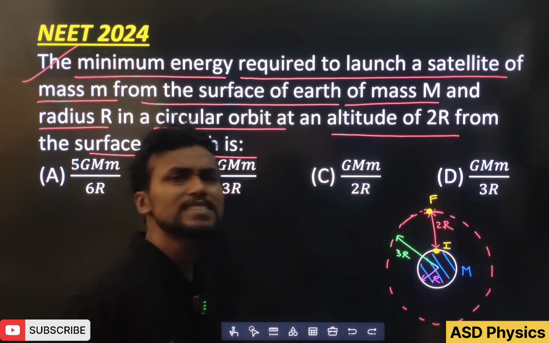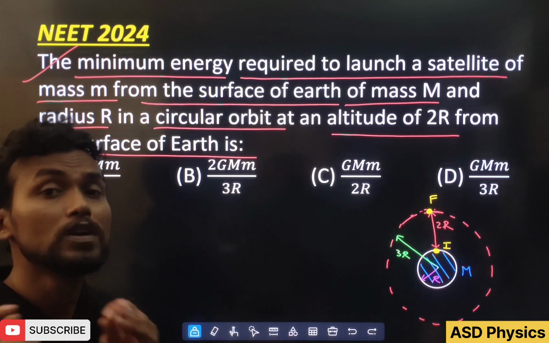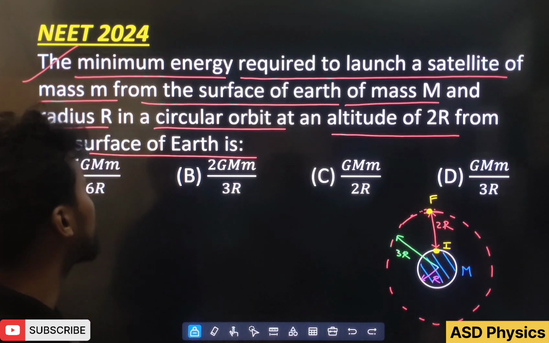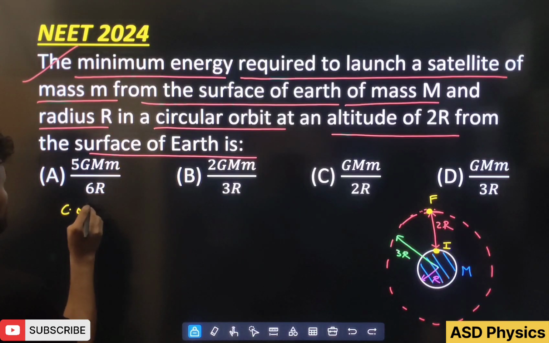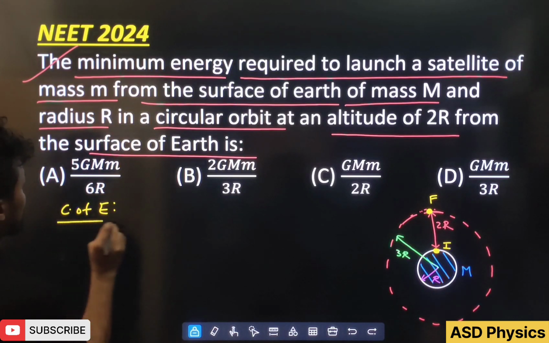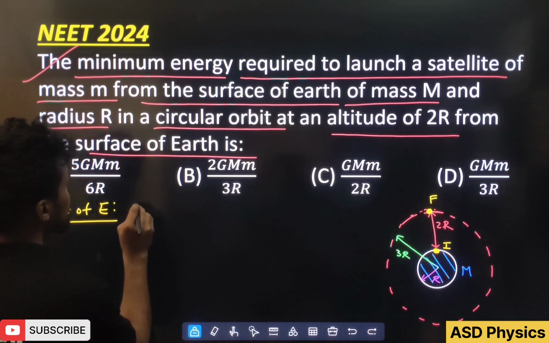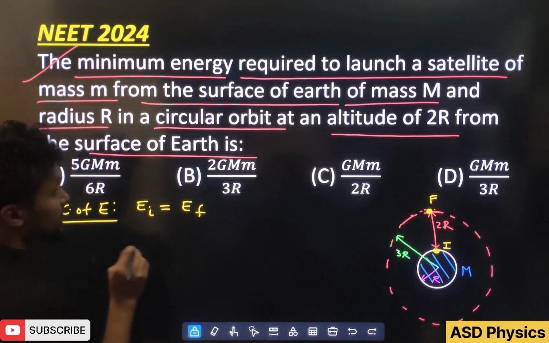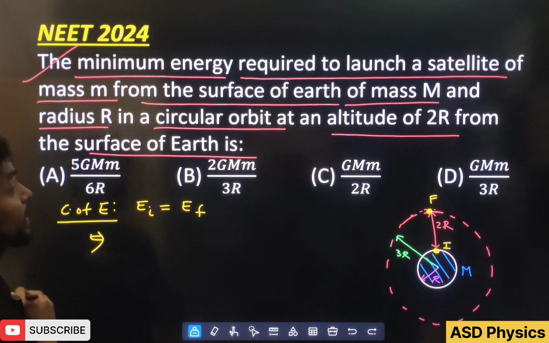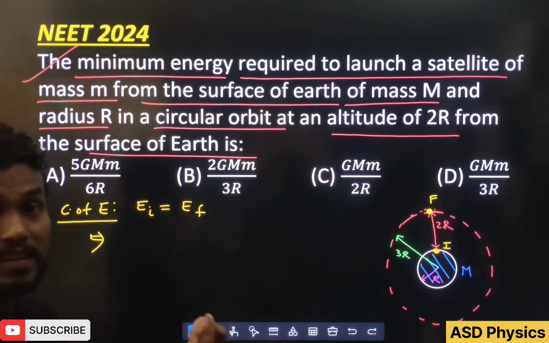situation. So in this situation what we have to do is conserve the energy. Okay, students, so let's see. According to conservation of energy, energy at the initial point and energy at the final point should be the same. Because in the question we have to calculate how much energy is needed, actually the kinetic energy needed.